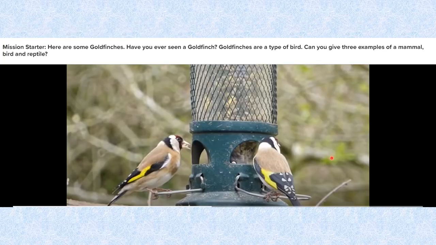So here are a type of bird which you, if you're lucky, might have seen in your garden. I love these. They're one of my absolute favourite types of bird. These are called goldfinches. They are absolutely beautiful birds, and I love the splash of colour they have on them.